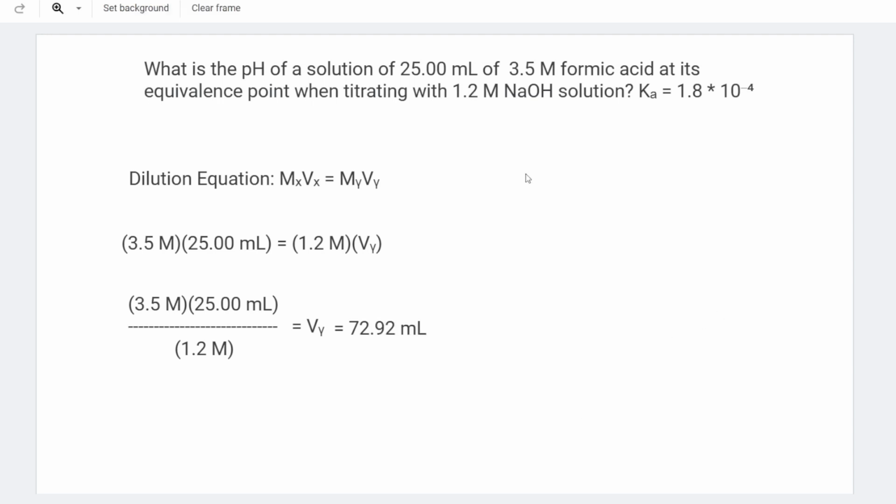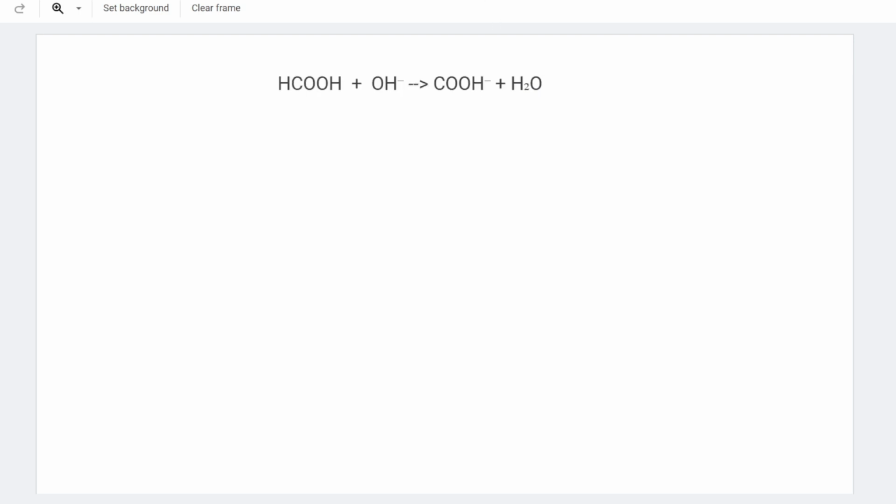Now that we've solved for the volume of sodium hydroxide, let's take a look at the equation. Here's our titration equation. It's simply formic acid plus hydroxide yields the conjugate base, or formate, plus water. And you can find just about any titration equation by using the standard form. If you're titrating an acid, you'll take the acid plus hydroxide, and it will yield a base, or the conjugate base, which has one less hydrogen than the acid, plus water.